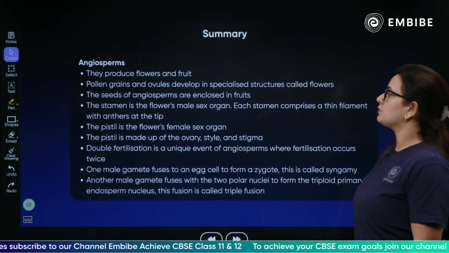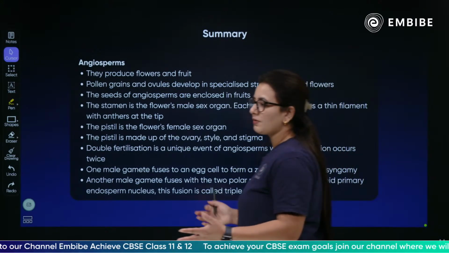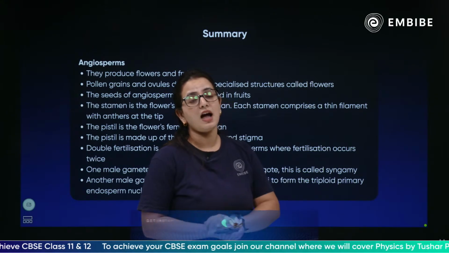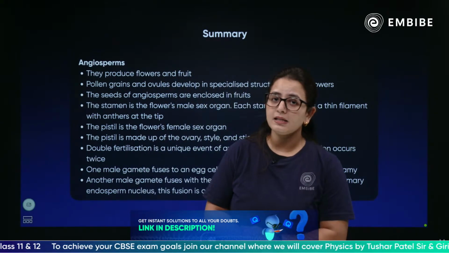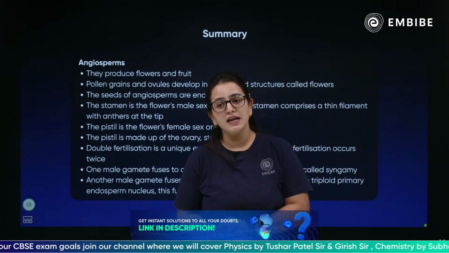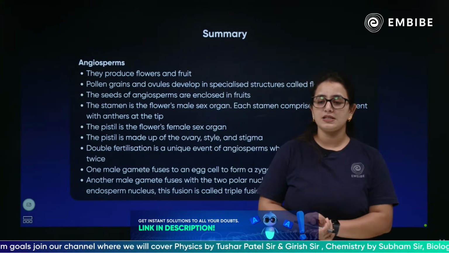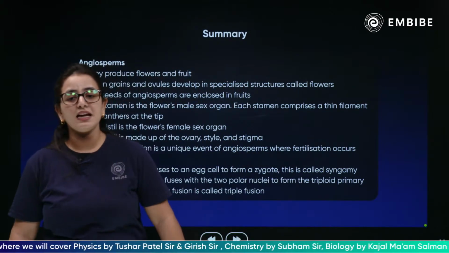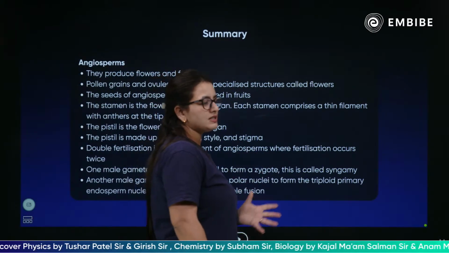Next, we are coming to the end of this chapter. What we have studied about the angiosperms is that these are the most advanced family in the plant kingdom. They are the first flowering plants. They have pollen grains and ovules developed into a specialized structure called flowers. Then the seeds of angiosperms are enclosed inside the fruit.